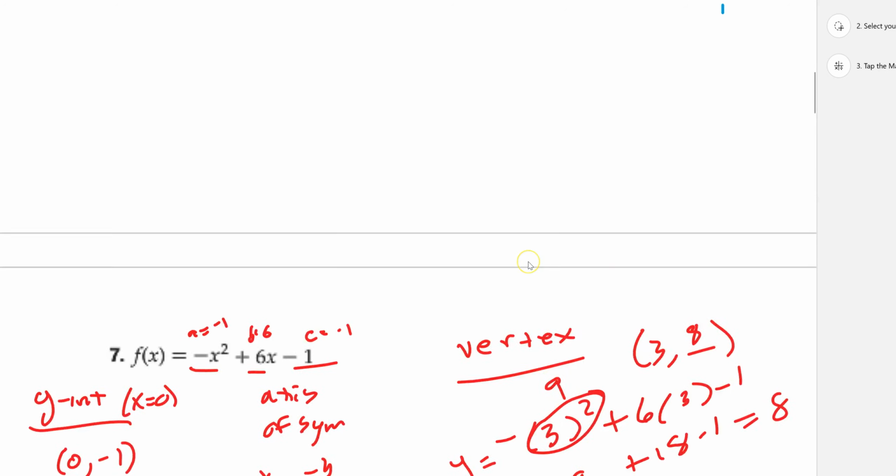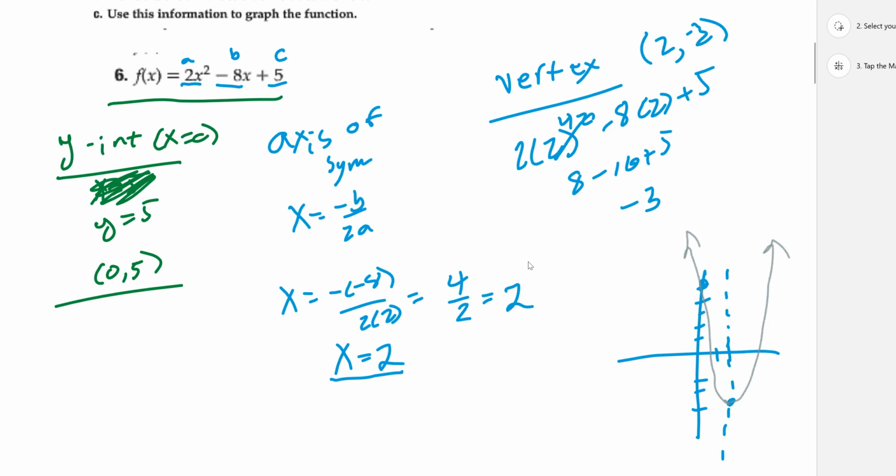So I wanted to point that out. Look at this one's opening down. The one we just did is opening up. You know what the difference is and why that's going on? It has to do with your a.